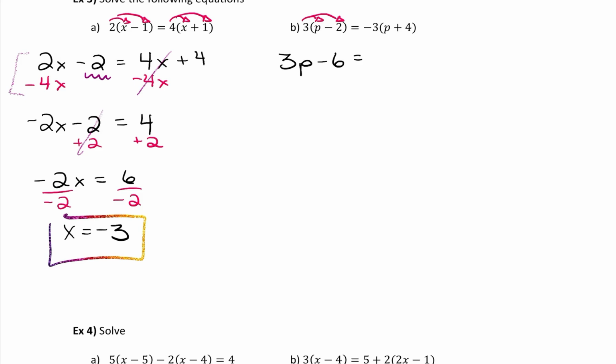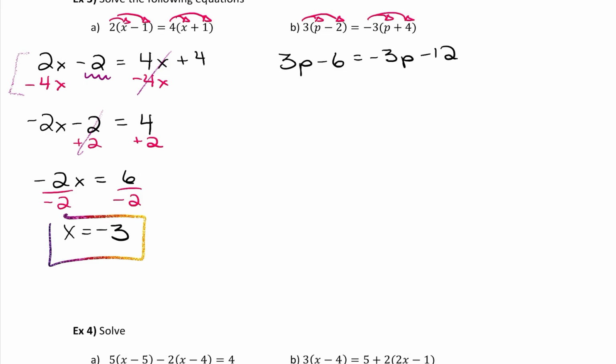Equals. We're going to do the same thing now on the right, but keeping in mind that we're distributing a negative 3, so we need to account for that sign as well. Negative 3 times p is negative 3p. Negative 3 times 4 is negative 12.